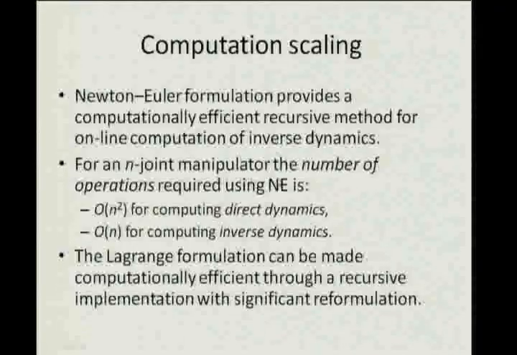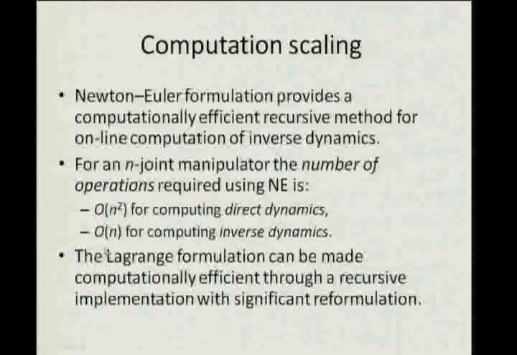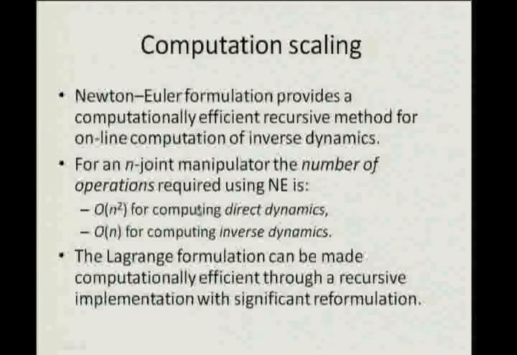If you are using any formulation, then when you are doing direct dynamics, it is of the order of n squared. So, if you go from 2 links to 4 links, the number of computations will scale: 2 squared is 4 and 4 squared is 16, so it becomes 4 times, not 8 times. However, the inverse dynamics scales only with n. So, if you go from 2 links to 4 links, it only doubles, not 4 times. So, it scales better when you do inverse dynamics, and it goes as n squared when you compute direct dynamics.